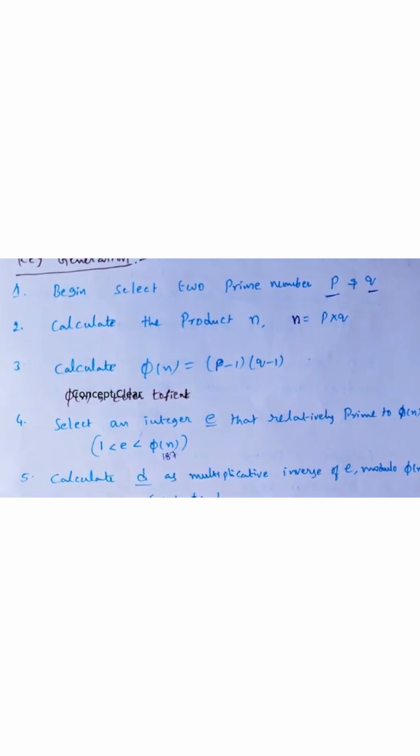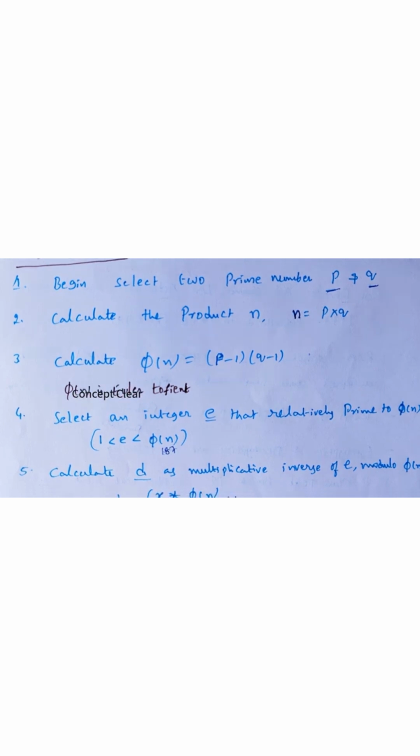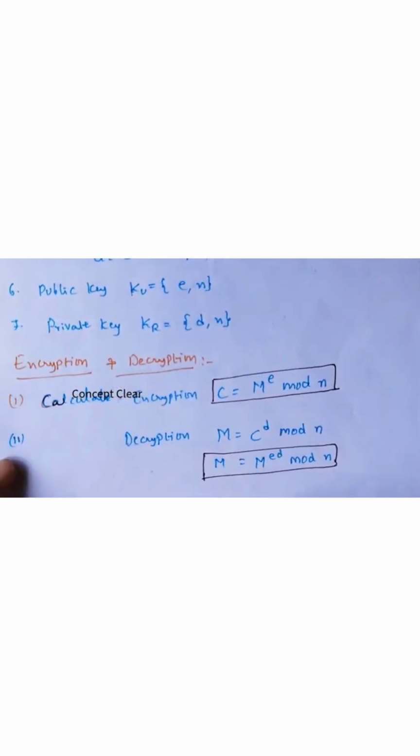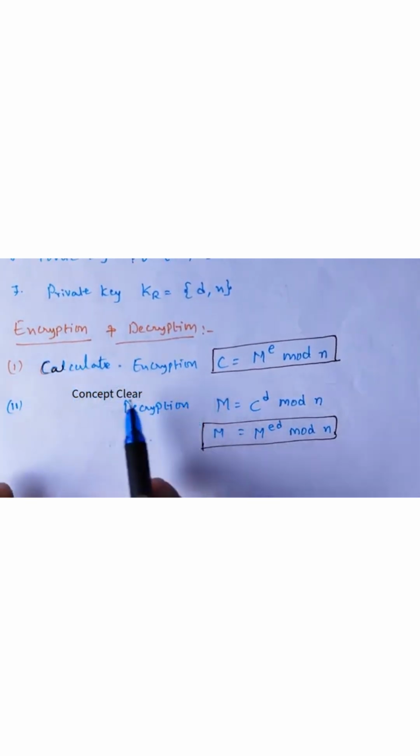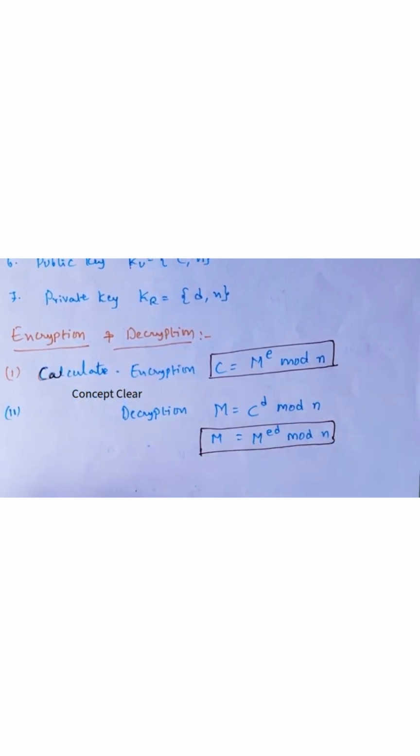Okay, this is about the key generation. The first step is key generation. What is the second step? To perform the encryption algorithm, and the third step is to perform the decryption algorithm. To calculate the encryption, the formula is C equals m power E mod N. And what about the decryption? Decryption is m equals C power D mod N. We can also write it like this.